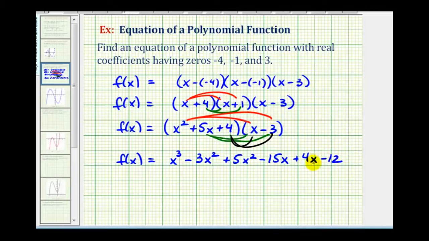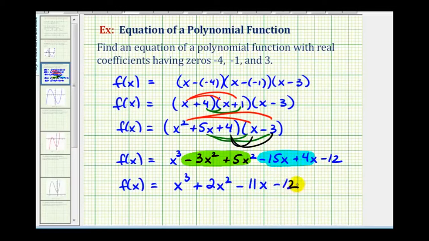Last step, we want to combine our like terms. So we have 2 x squared terms, and we have 2 x terms. So one possible function with these zeros would be x cubed, -3x squared plus 5x squared, that's positive 2x squared, so plus 2x squared. -15x plus 4x is -11x, or minus 11x, and then minus 12.